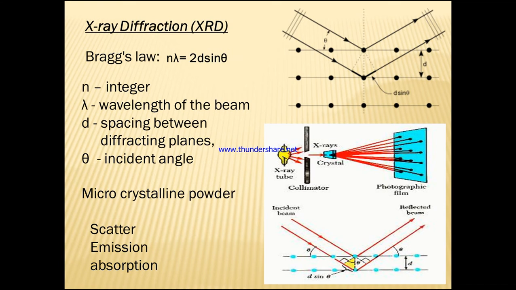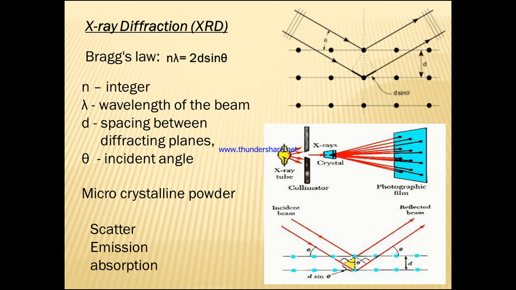So for X-ray diffraction, we use Bragg's law. Bragg's law is given by n lambda equals 2d sine theta. n is an integer value, lambda is the wavelength of the beam, d is the spacing between the diffracting planes, and theta is the incident angle here. n is an integer, which is nothing but the number of planes. Bragg's law gives the angle for coherent and incoherent scattering from the crystal lattice here. So for X-ray diffraction we use Bragg's law.